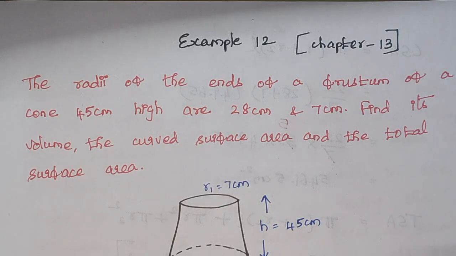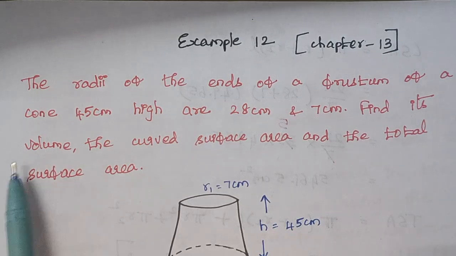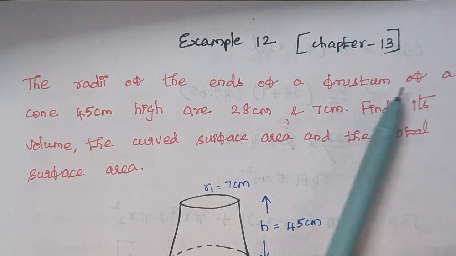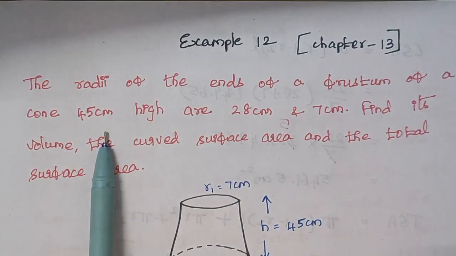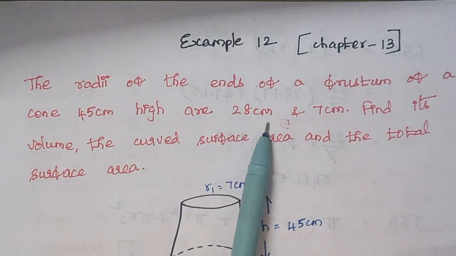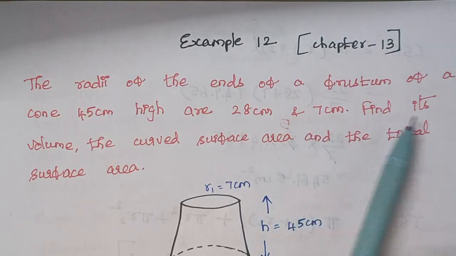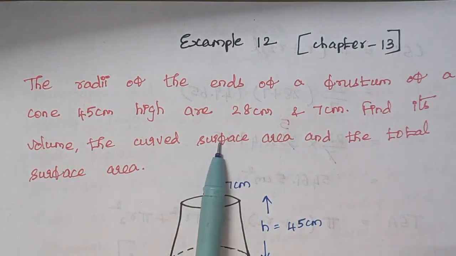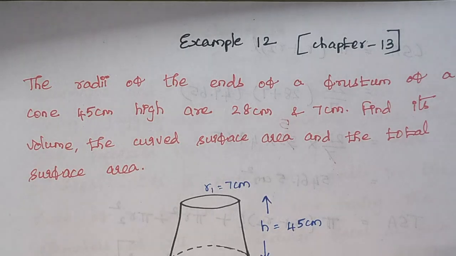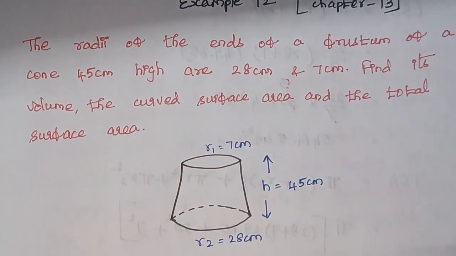Today we are going to solve example 12 in chapter 13. The problem is: the radii of the ends of a frustum of a cone 45 cm high are 28 cm and 7 cm. Find its volume, curved surface area and the total surface area. So here this is the frustum of a cone.